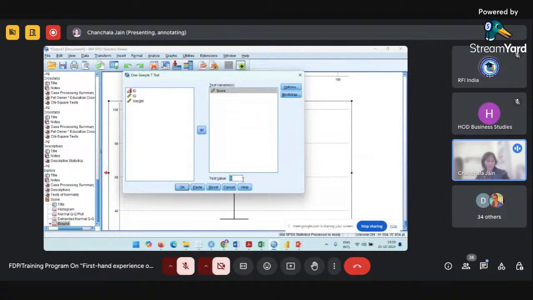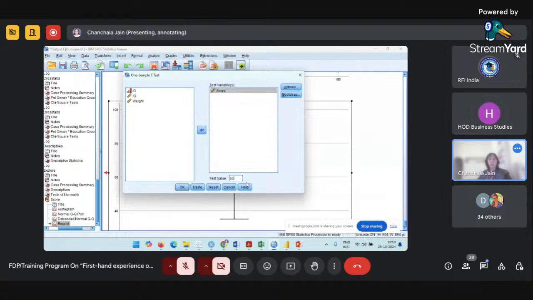So maybe I can say that suppose from past experience, whatever data I am having, generally the mean score in my class is, suppose, 65, right? So I will put here 65. This will be on the basis of your experience, or you need to take a guess on the population mean. So suppose I'm assuming that the mean score in my class is generally 65. So I have kept this as 65. It is okay.